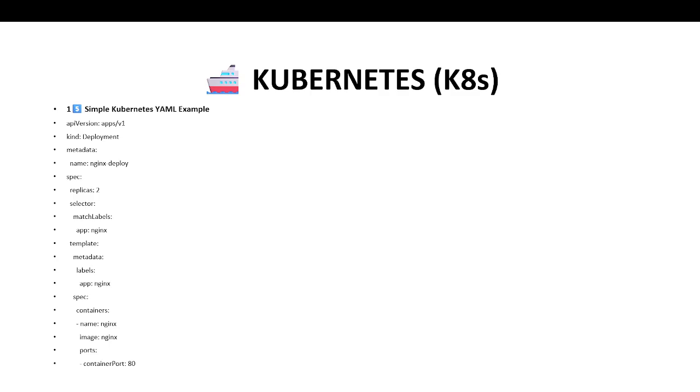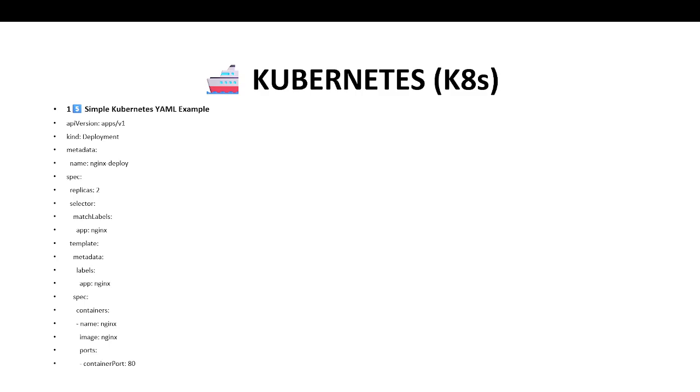Then spec, replicas: how many replicas should we maintain? Replicas 2. Selector, matchLabels, app nginx. So for all replicas, the specification should have the same name. App equals nginx. Then template: where it should get metadata labels, app name nginx, and the specification.